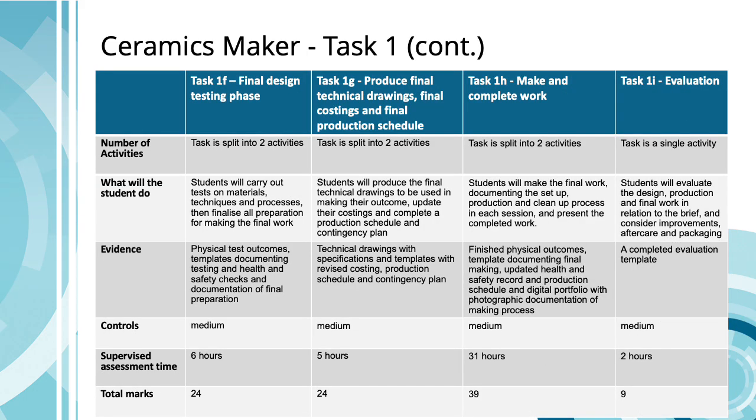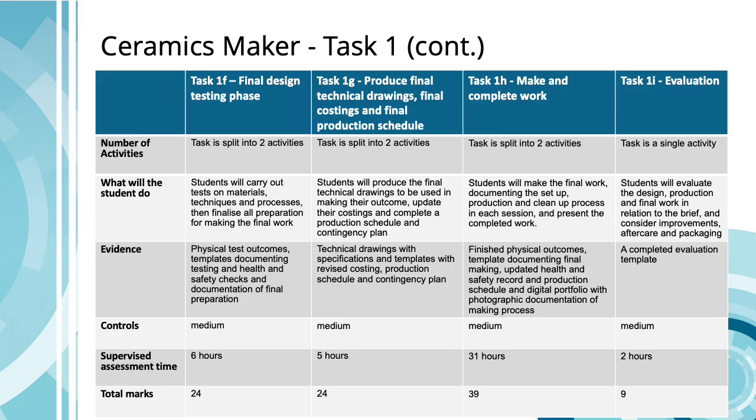Task 1F, final design testing phase, is split into 2 activities completed over 6 hours for 24 marks. In this task, students will carry out tests on materials, techniques and processes, then finalize all preparation for making the final work. Task 1G, produce final technical drawings, final costings and final production schedule, is split into 2 activities completed over 5 hours for 24 marks. In this task, students will produce the final technical drawings to be used in making their outcome, update their costings and complete a production schedule and contingency plan.